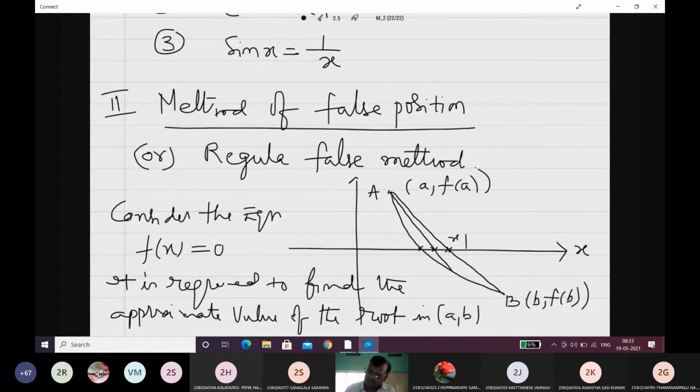Here a is less than b, that you have to keep in mind. We need to find the approximate root between a and b. Suppose f of a is positive and f of b is negative. By the intermediate value theorem, what do we say? The root lies between a and b. Is it true?